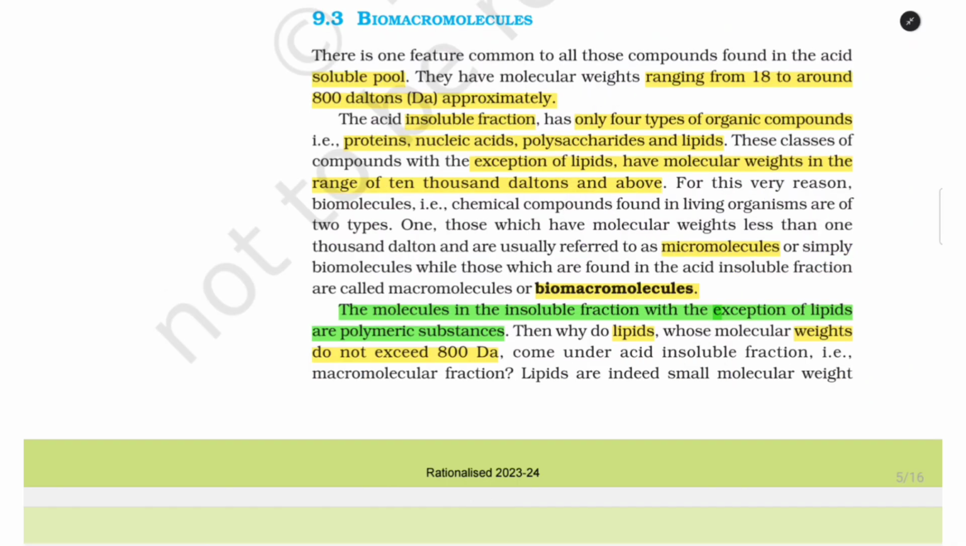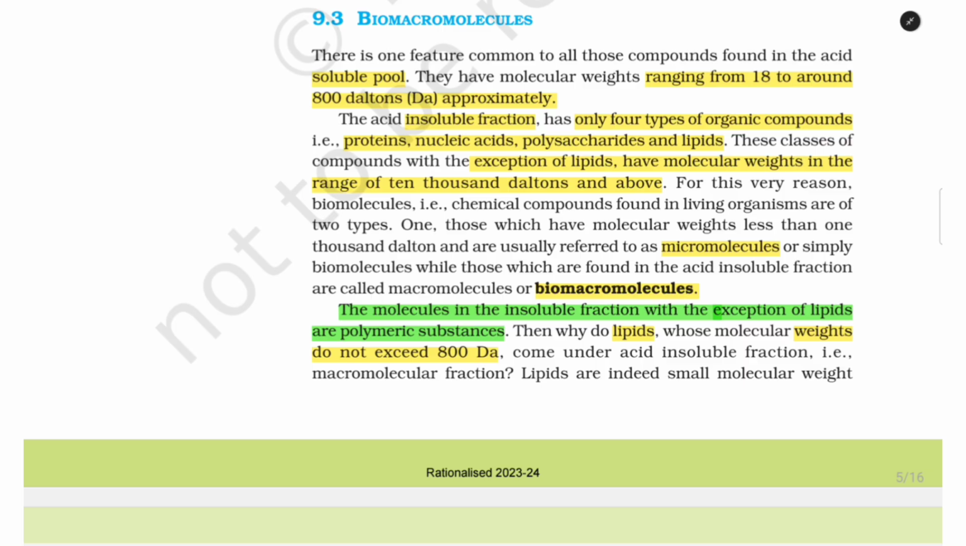9.3 Biomacromolecules. There is one feature common to all those compounds found in the acid soluble pool. They have molecular weights ranging from 18 to around 800 daltons (Da) approximately. The acid insoluble fraction has only four types of organic compounds, that is proteins, nucleic acids, polysaccharides and lipids. These classes of compounds, with the exception of lipids, have molecular weights in the range of 10,000 daltons and above.